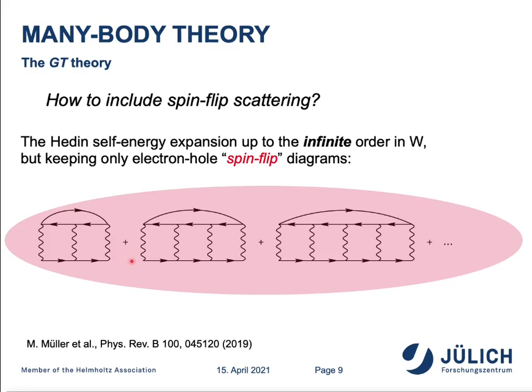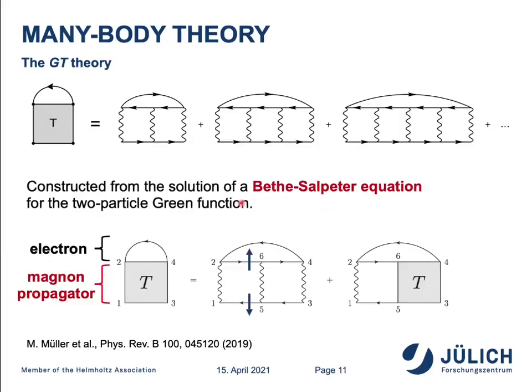Therefore, by construction, the combination of GW and GT diagrams is double counting free and does not require any special treatment. This is one of the key properties that distinguishes our formulation of the GW plus GT theory from earlier works. Being represented as the infinite sum of the special form spin flip diagrams, the GT self-energy can be computed by recasting the sum into a form of the Bethe-Salpeter equation.